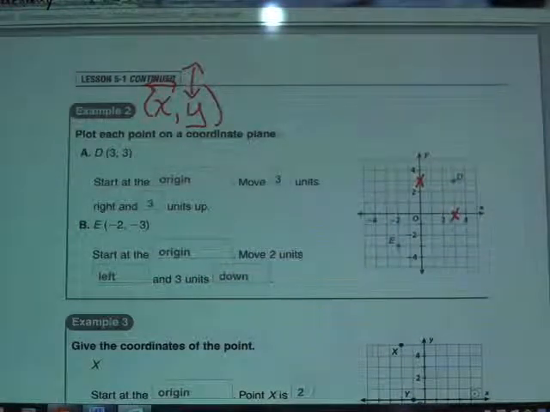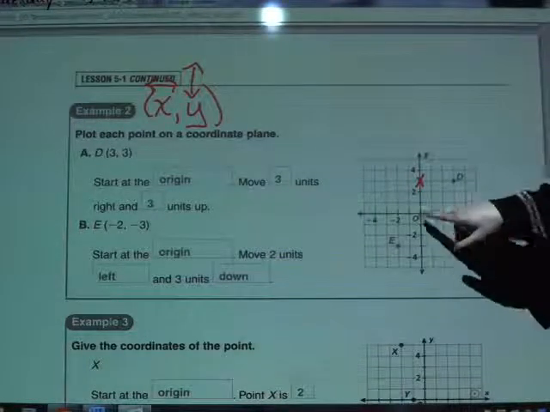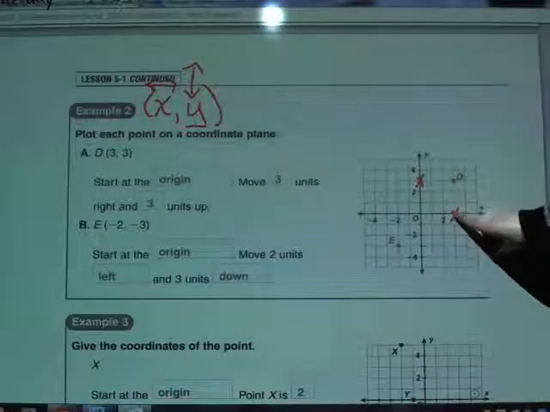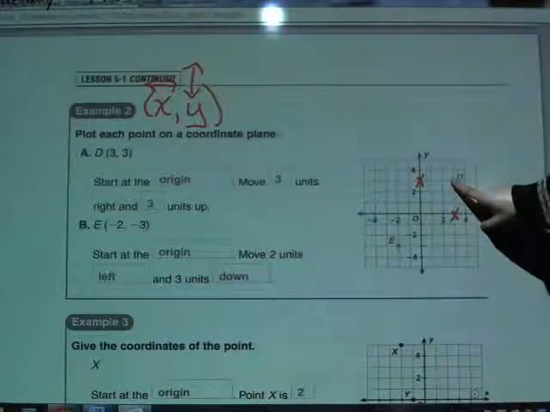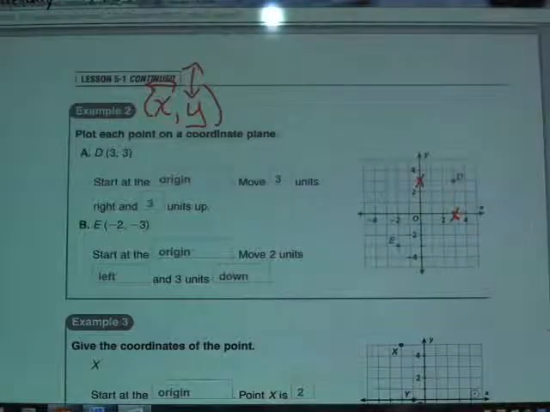What did we do very specifically? Well, since the first number there represents where it is on the x-axis from the origin, which is where we'll always start, I went right 3 units. And then since the second number is also 3, which represents where it's on the y-axis, I went up 3 units. And that's also another way to say where I landed at point D. If the first number was negative, instead we would move left. If the second number was negative, instead we would move down.